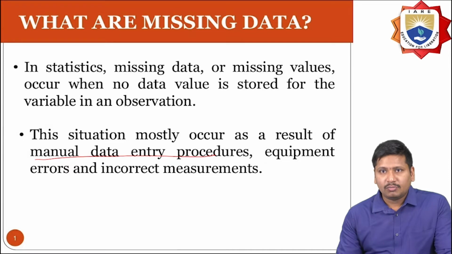Suppose we are reading the temperature of a fever. If the battery is low, what will happen? The device reads the wrong data, even though some persons have a fever. And then equipment errors show wrong results. So these are some of the forms of missing data.